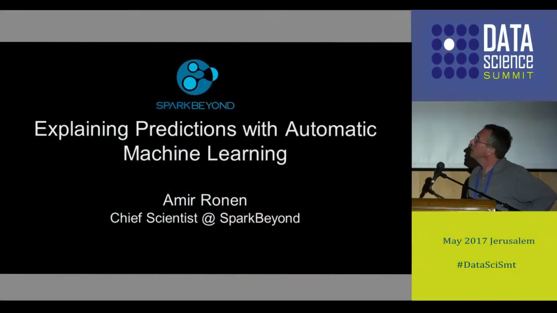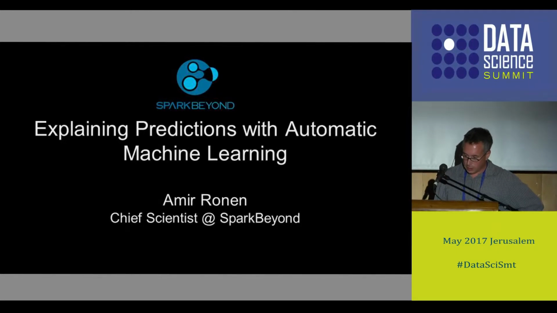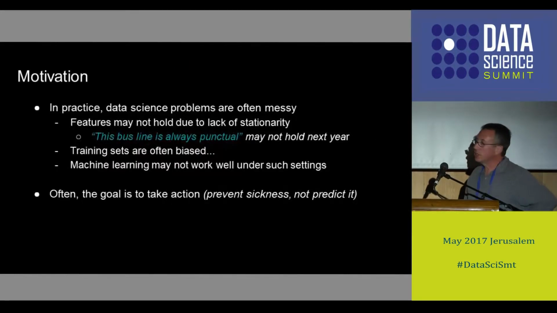Okay, I will speak about explanation techniques, in particular in automatic machine learning environments. And let's start with some technical motivation. So we all know that in practice, data science problems are often quite messy. For example, features that may look perfect on train may not hold in production due to lack of stationarity. The training sets may be biased in various ways that we're not aware of, and so on.